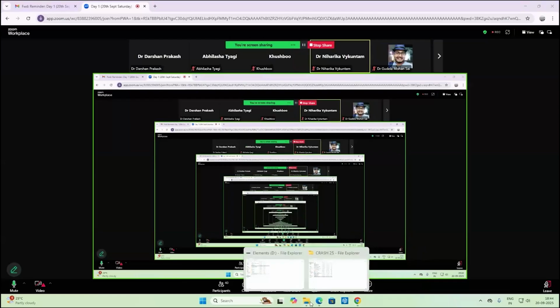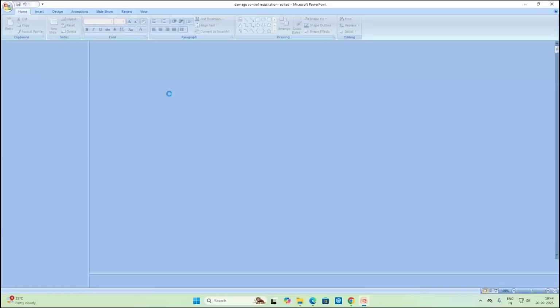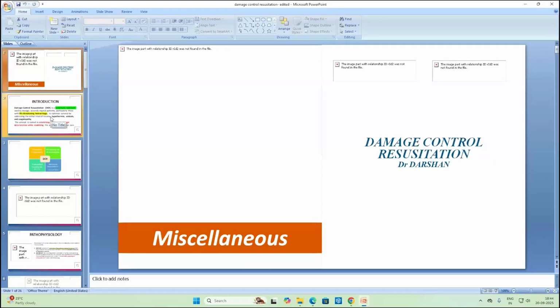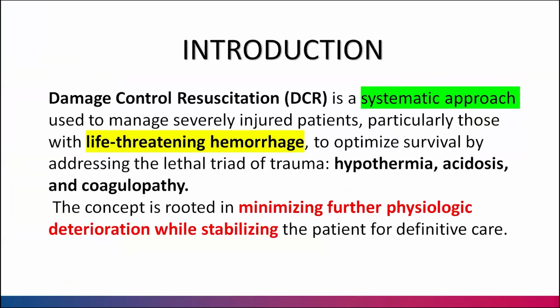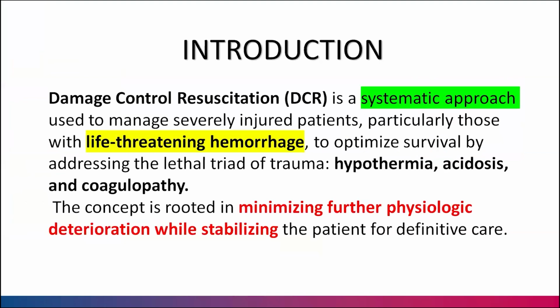So coming to the next topic, that is about damage control resuscitation. Is my slide visible? So damage control resuscitation is a systematic approach used to manage severely injured patients, particularly those with life-threatening hemorrhage, to optimize survival by addressing the lethal triad of trauma, that is your hypothermia, acidosis, and coagulopathy. This concept is rooted in minimizing further physiological deterioration, wherein we stabilize the patient for a definitive type of care. Okay, it's like buying time. Okay, so that is the whole understanding of DCR.